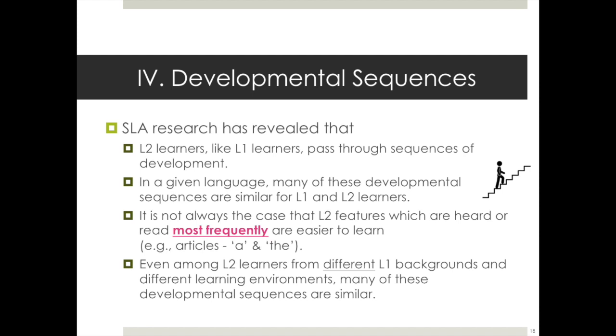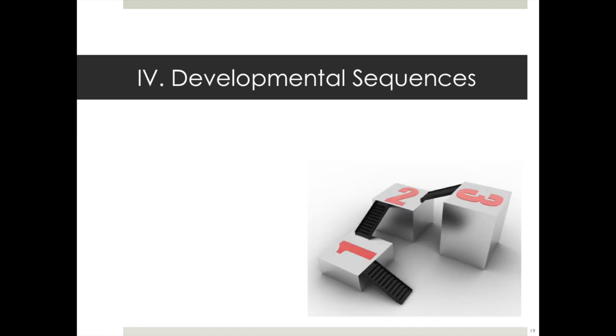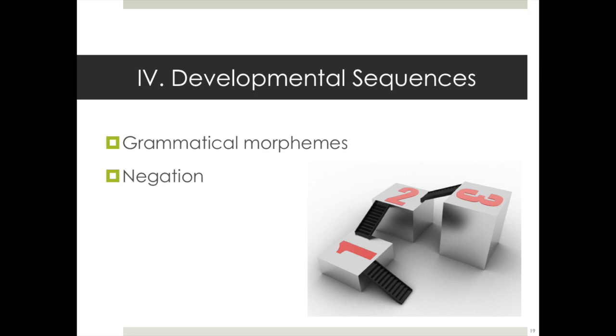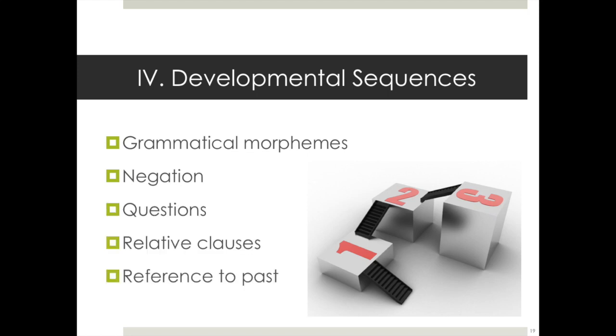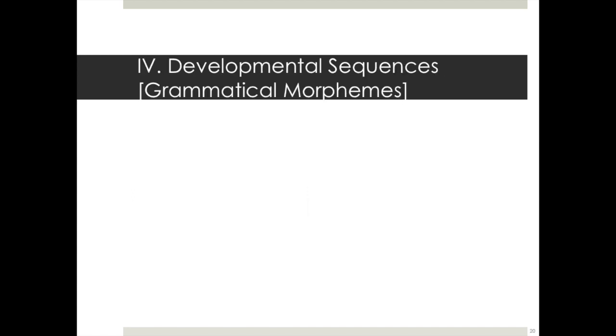Now, I want to give you some examples about particular areas of language where we notice some developmental sequences, and those examples will be taken from the following categories. First, grammatical morphemes. Second, negation. Third, questions. Fourth, relative clauses, and there is a fifth one, which is a reference to past. So let us start with the first one, grammatical morphemes.